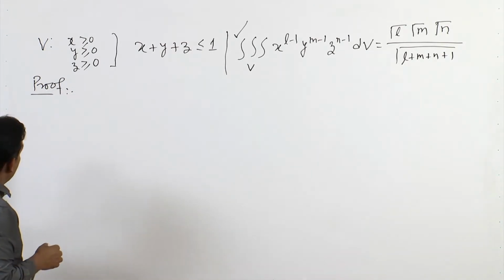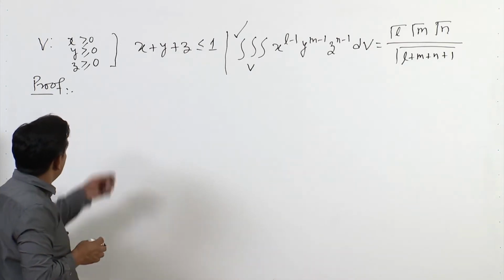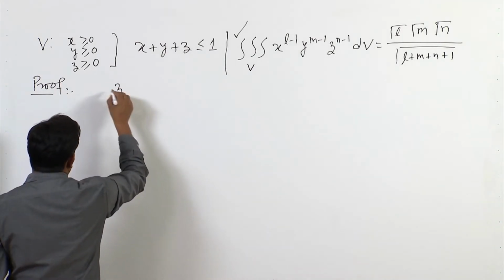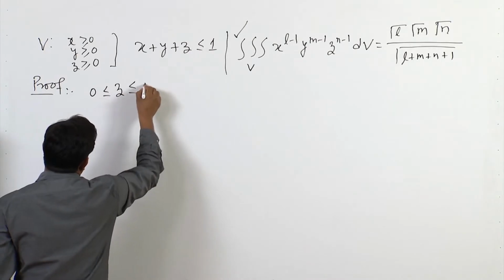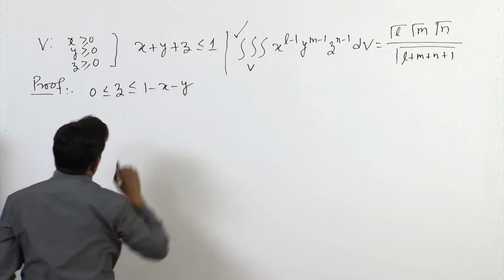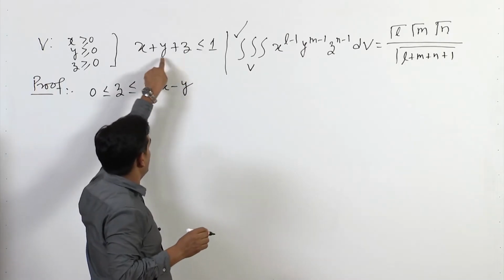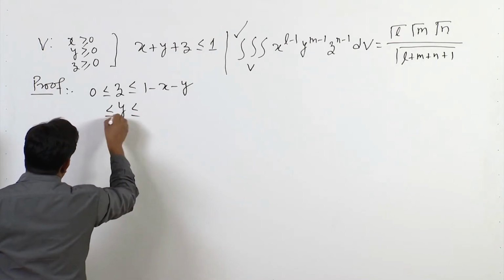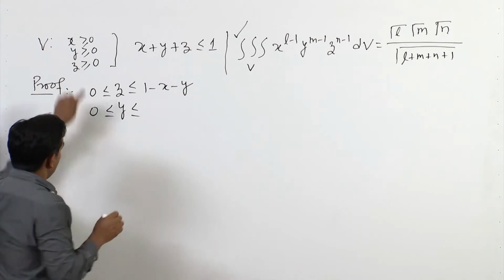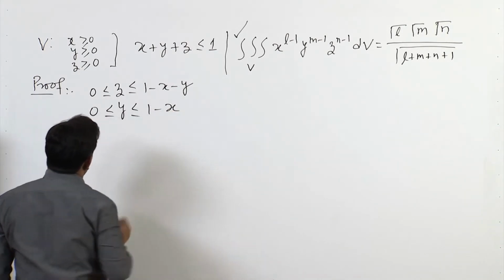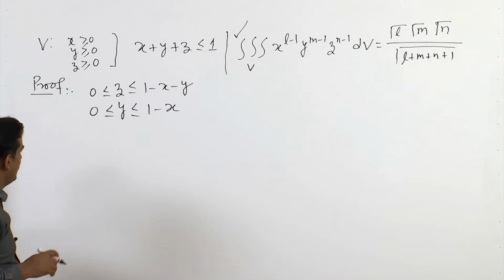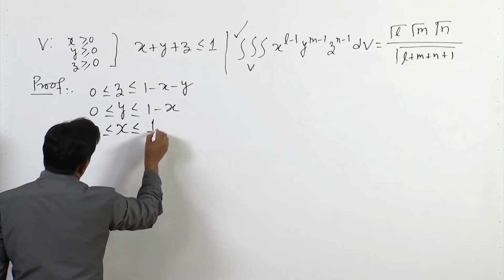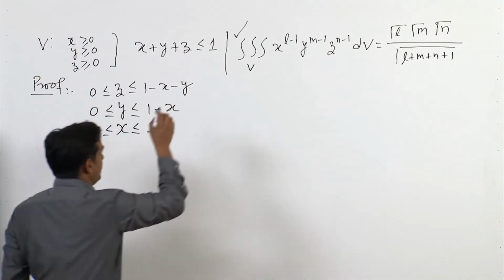Let us try to obtain the limits over the different variables in this region V. Here I can write that z is greater than 0 and less than 1 minus x minus y; from this relation I can take x and y to the right hand side. Then y is greater than 0 and less than 1 minus x in the xy plane where z is 0. In this way x will be between 0 and 1.